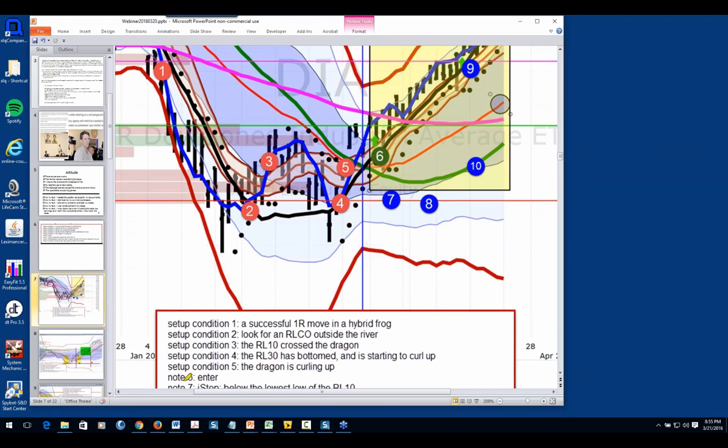So now all we've got to do is note number 6. We just got to enter. And so on this, you can't see it behind the blue, but we got a higher high on the candle, so we enter at the green line. We're on the correct side of the dragon. Just enter. Right there. And then our initial stop.